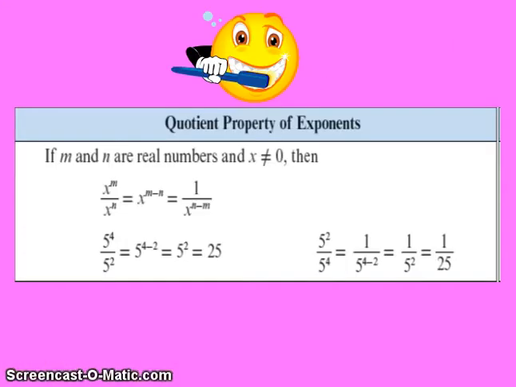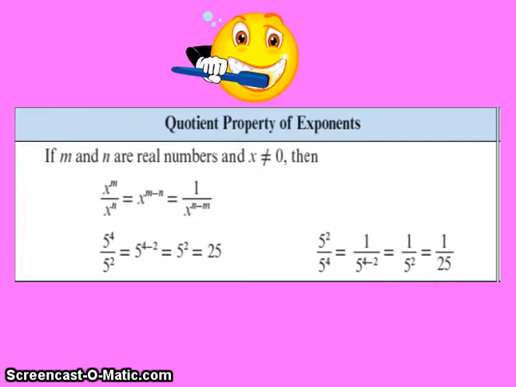Now here's another property of exponents. Again, it's one that you really need to know. It's called the quotient property of exponents. If m and n are real numbers and x does not equal 0, and again, x can't equal 0 because check this out, we have x in the denominator. We can't have 0 in the denominator. Then x to the m over x to the n equals x to the m minus n, or 1 over x to the n minus m.